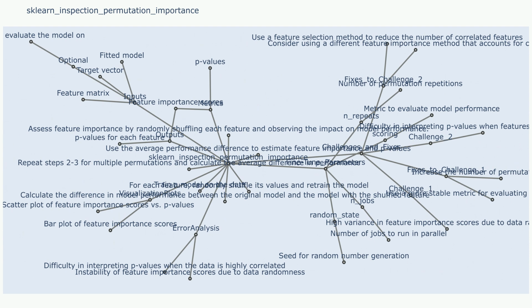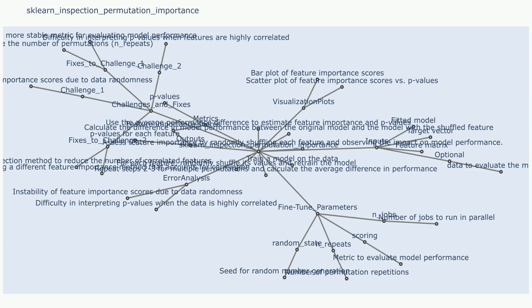Uncertainty methods. Uncertainty method 1, standard deviation of importance. The standard deviation of the importance scores, calculated across multiple permutations, provides a measure of the uncertainty in the estimation of importance for each feature.